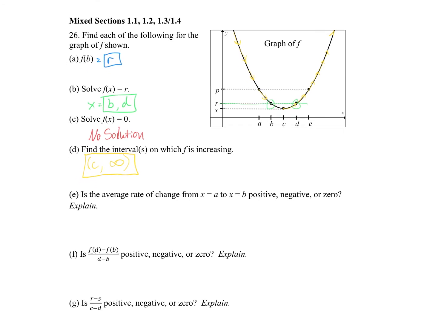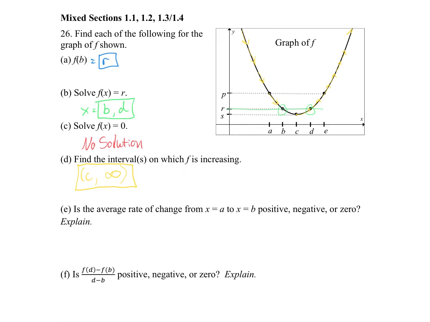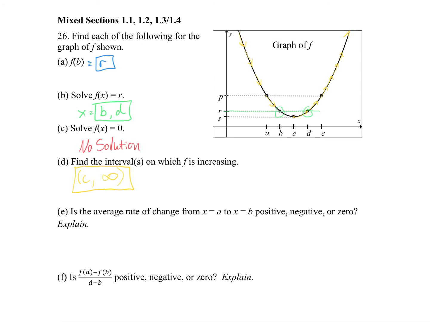All right, moving on to part E. Let me reposition here a little bit. Is the average rate of change from x equals A to x equals B positive, negative, or 0? Okay, so I'm going to go ahead and erase some of the lines that I have going on the graph over here, just to make it a little bit easier to see what we're doing for this part. I think I got most of it.